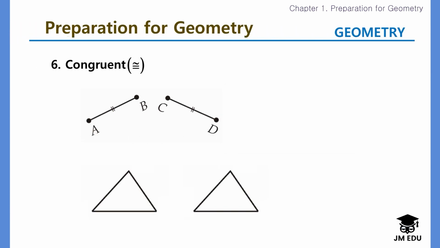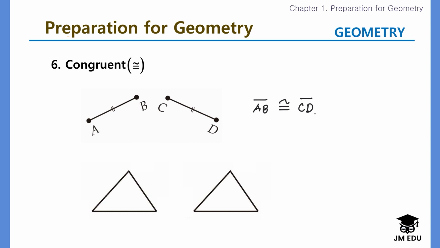Number 6, congruent. 2 objects are congruent if they have the same dimensions and the same shape. The symbol for congruence is this. For example, we have 2 segments, segment AB and segment CD. If these 2 segments have the same length, then we say these 2 segments are congruent. So we can write segment AB is congruent to segment CD.